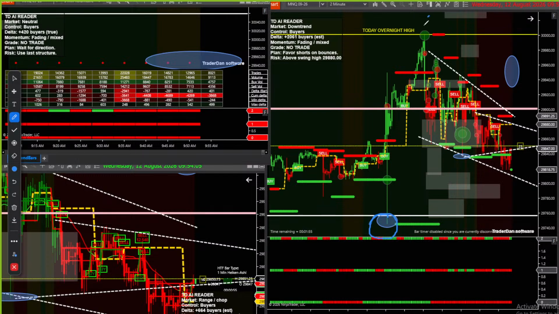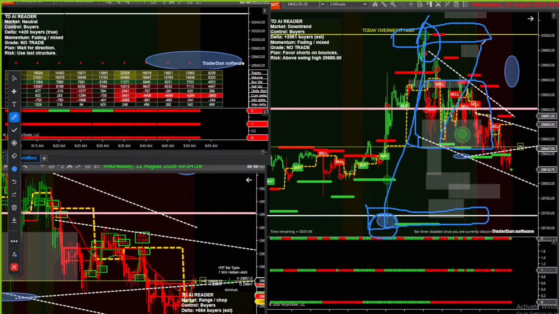You have this low and this high. So this is your last structure. This is now your bigger range on a bigger time frame. We've been holding that C phase trying to go long.